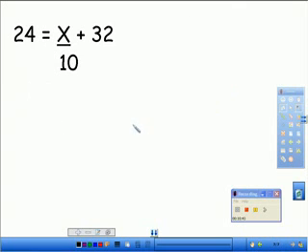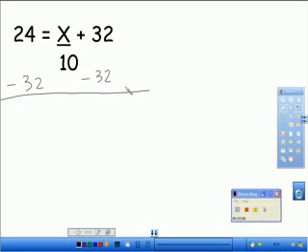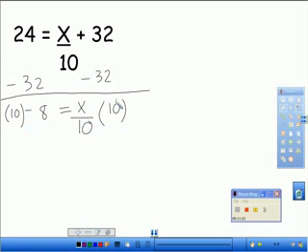Alright, here's the next problem. We are going to subtract 32 from both sides because that's the term. 24 minus 32 is negative 8 equals, and we have to bring down x divided by 10 on the right side. This is divided by 10, so we have to do the opposite on both sides, which is to multiply by 10 on both sides. So that's eliminated. You're left with x on the right side. 10 times negative 8 is negative 80.